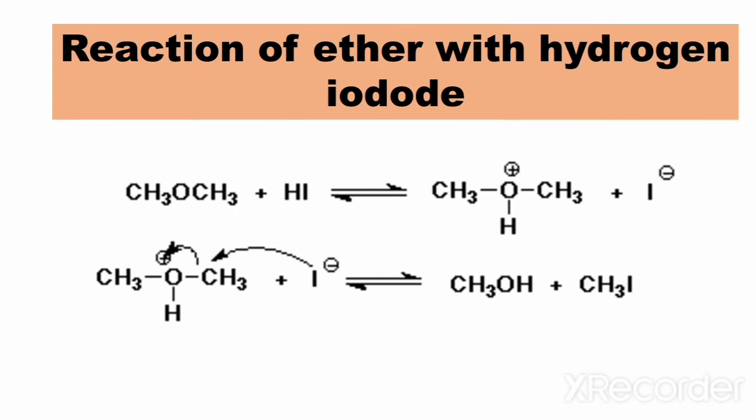So in this ether, the methyl groups are on both sides of the ether, and this methyl group will react with the iodine and form methyl iodide, and the other will form alcohol, that is a primary alcohol. So this is the reaction of ether with the hydrogen halide.